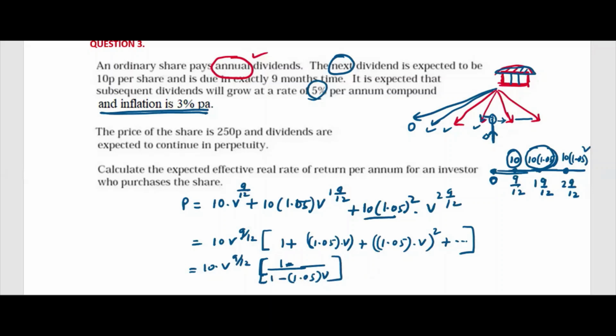You put i here, i must be given here. Okay, calculate the expected effective rate of return. They're asking here, okay, expected effective real rate of return. That means you have to add inflation. That's why they're talking about real rate of return. But you forget about real, only rate of return. If the rate of return is given in the question and this is not given in the question, then how can you do this? Okay. And the price is given, 250. So we'll replace P by 250 here.